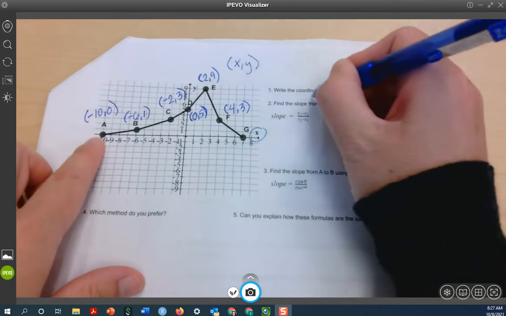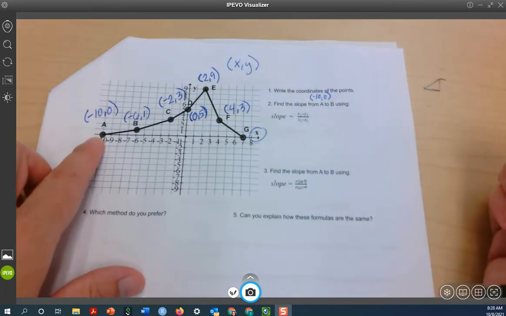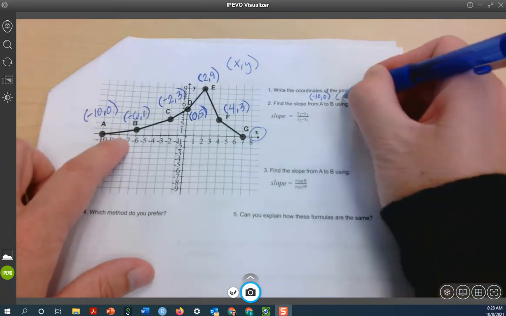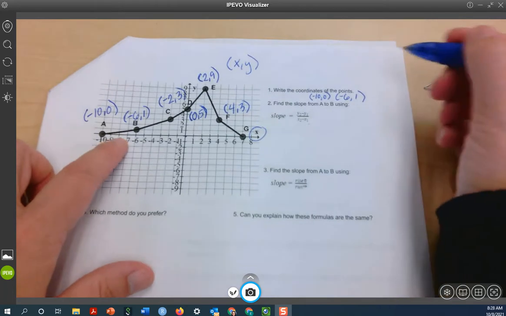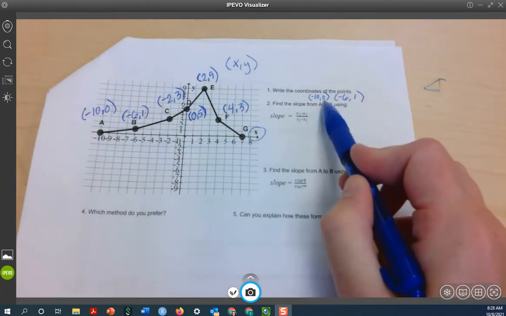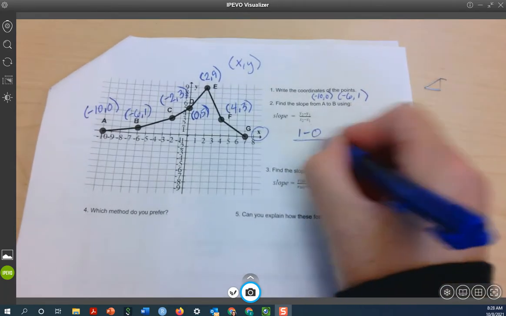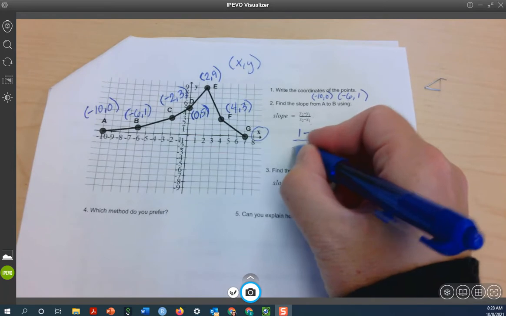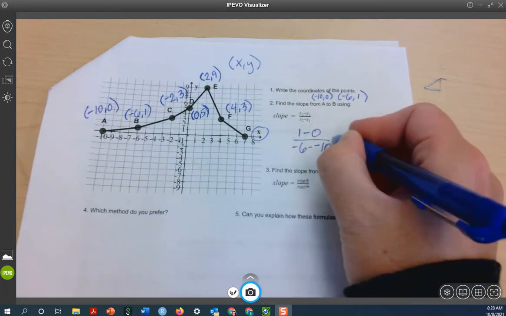So point A was -10, 0, and point B was -6, 1. Okay, so it's the second y minus the first y, and the second x minus the first x.